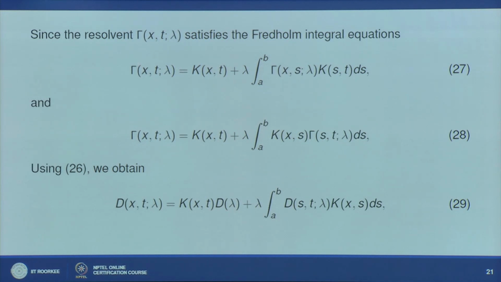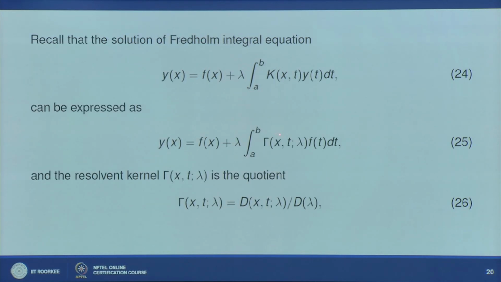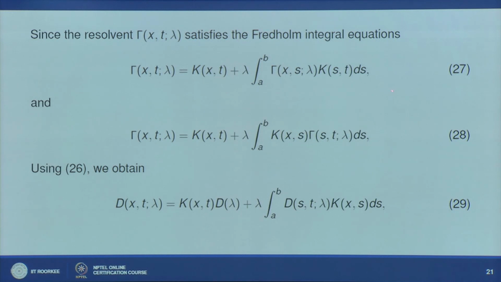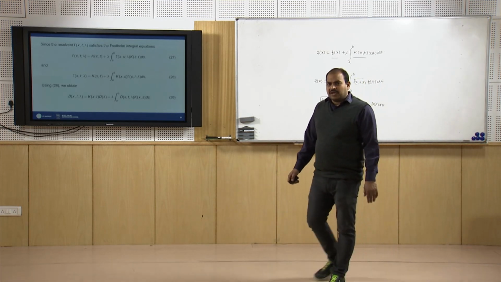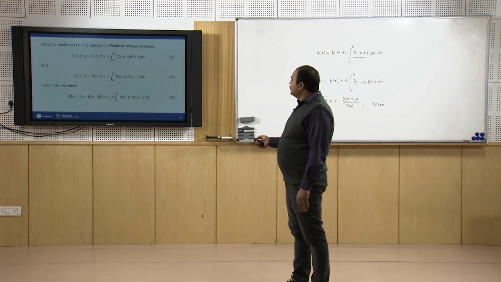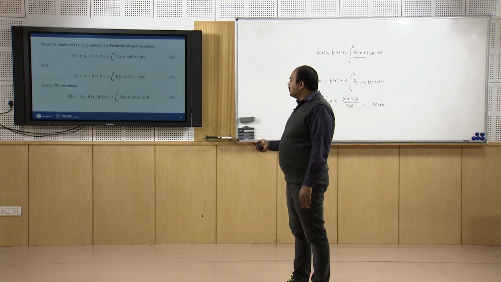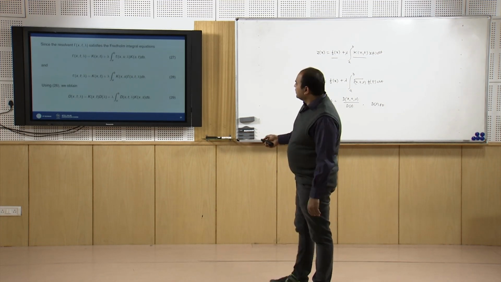So if we remember, we have seen that this resolvent kernel satisfies the Fredholm integral equation. It means that we want to find a resolvent kernel gamma x, t, lambda, given by this ratio D(x,t;lambda) divided by D(lambda), that satisfies the following Fredholm integral equation. And if you remember, this was already given in the lecture when we discussed the method of successive approximation. There we also had these two relations 27 and 28.